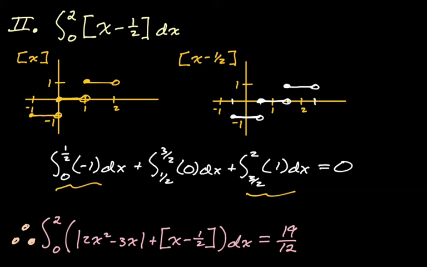We went from 0 to 2 of the absolute value of 2x squared minus 3x plus the greatest integer of x minus 1/2 dx, and we got 19 over 12. Maybe we should have known by symmetry. Certainly after we graphed the greatest integer of x minus 1/2, I still think it's good to go through it, but you want to be on the lookout for stuff like that. There was some symmetry there where we could have taken advantage of it and just known that it was 0 right away.